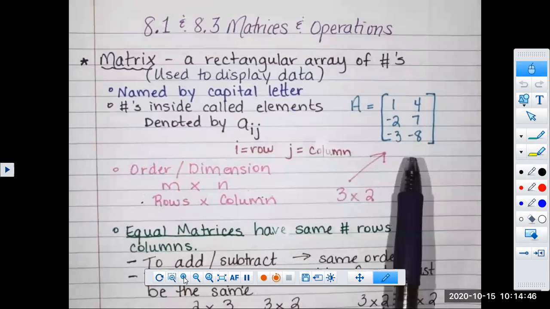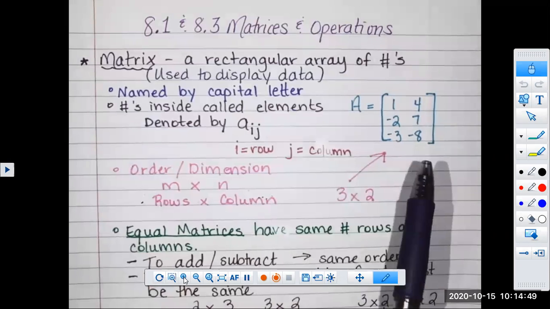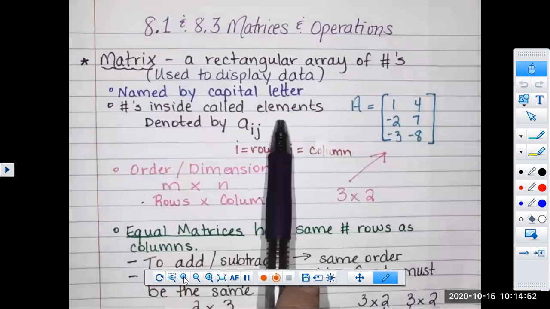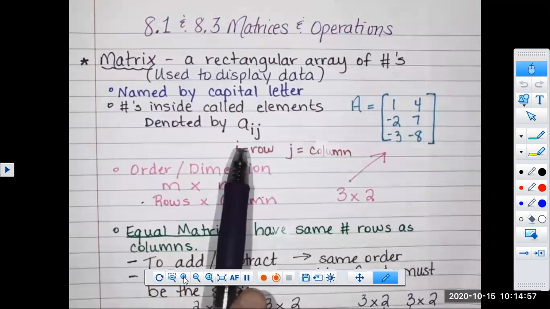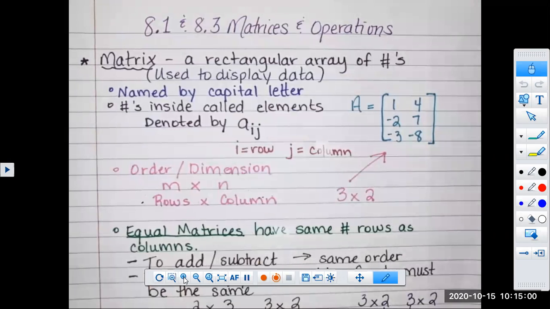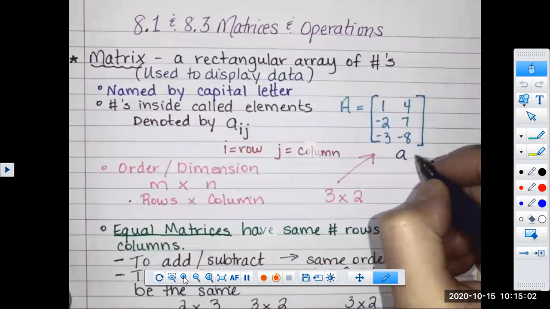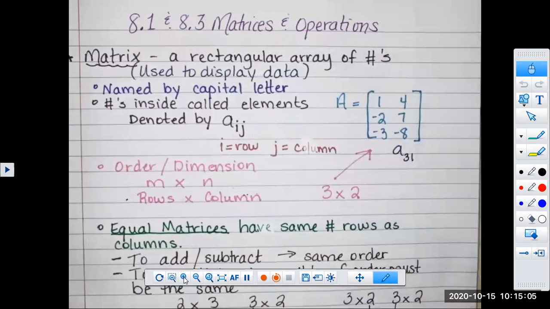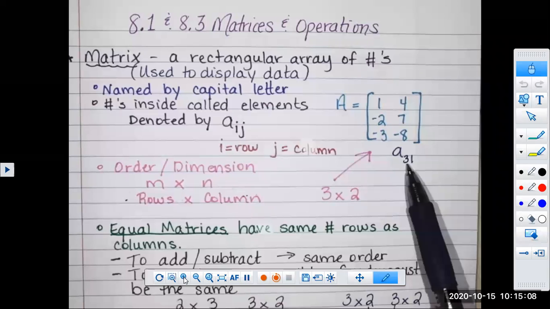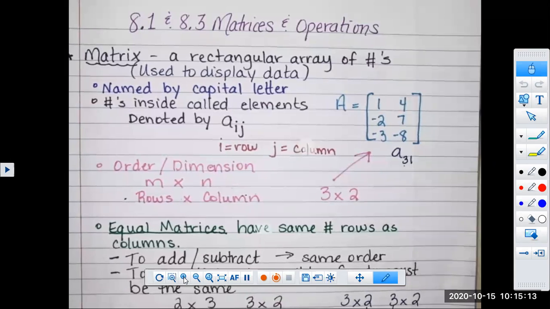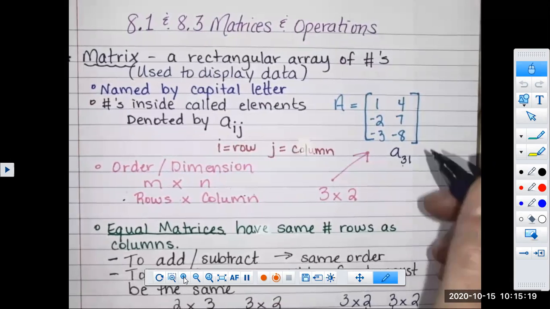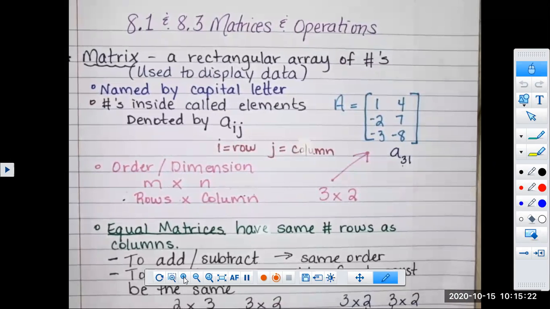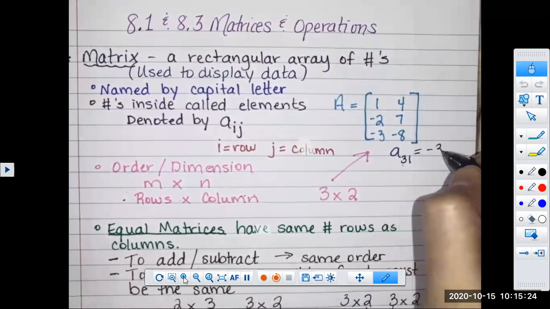So I've given you one out to the side as an example, A. The numbers inside are called elements. Some of your math lab problems in 8.3 are going to ask you, what is A sub, and they might ask you, like, what is A sub 3, 1? They want you to give the element that is in row 3, column 1. So that's what these numbers stand for. Row 3, column 1. What number is in row 3? Row 3, column 1. Negative 3.